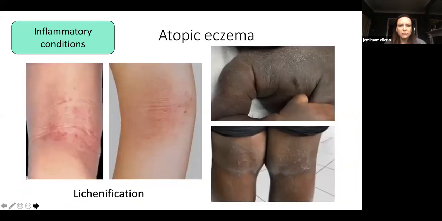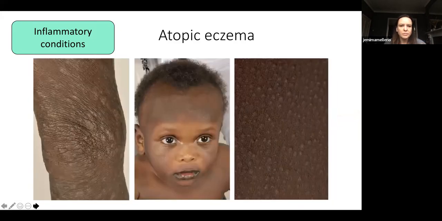Again, some flexural involvement there. And you can see there's an accentuation of the skin markings in those elbow creases, and on the right, around the backs of the knees and all over the trunk. And this is what we call lichenification. This is where the skin becomes thickened as a result of the constant rubbing and scratching because eczema is such an intensely itchy condition.